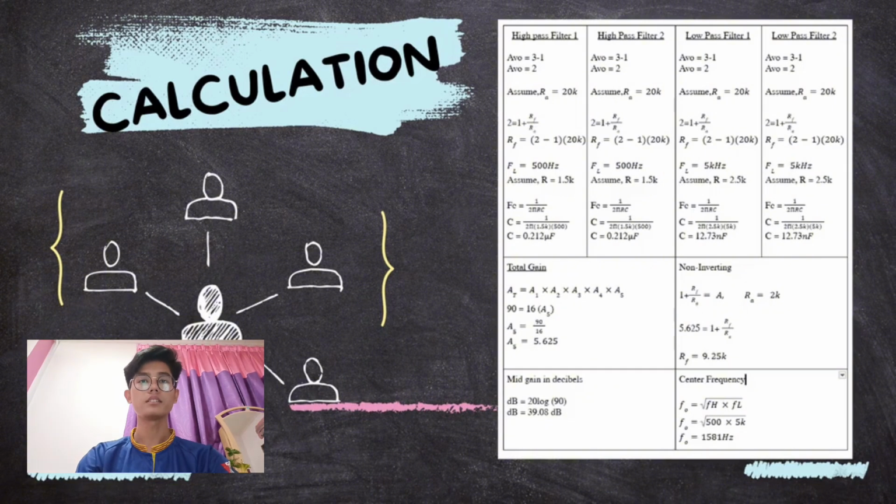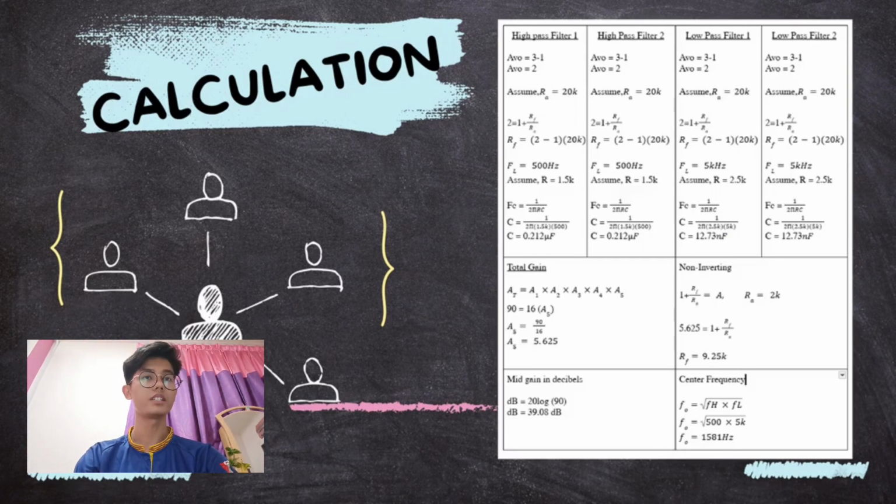Then the total gain. The total gain that we got is 90, which is equal to 16 multiplied by A5. To find A5, just change it to divide, so A5 is equal to 90 divided by 16. We get A5 is equal to 5.625.